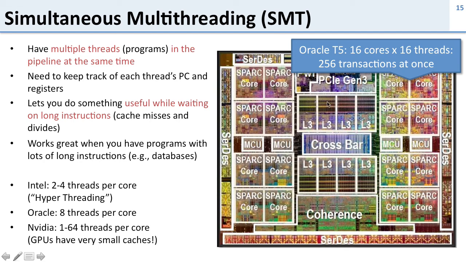So the example I gave you here of Oracle's processor has 16 cores by 16 threads. So that means it can be running 256 different transactions at the same time. And that's really good if you're processing a big database.